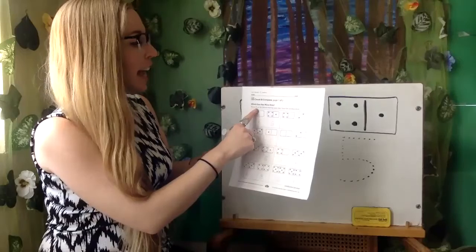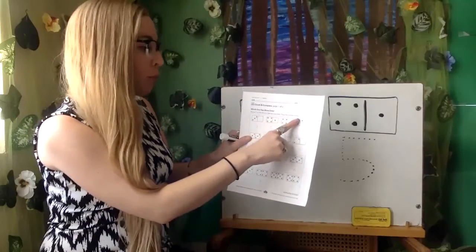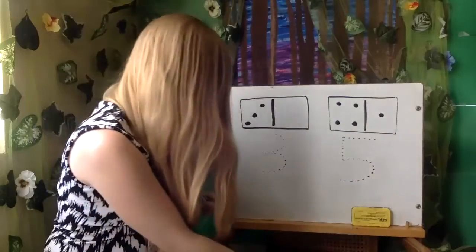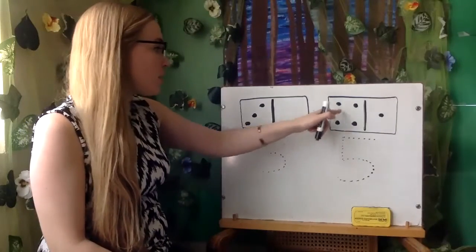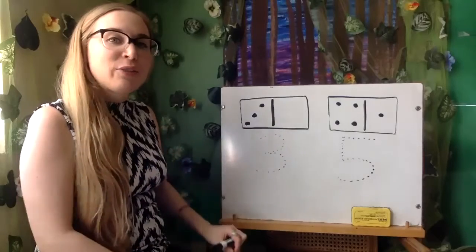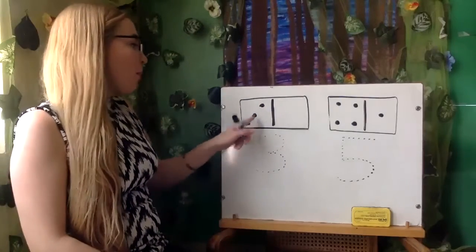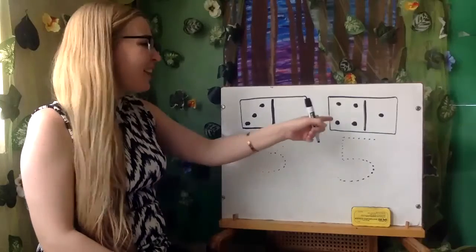It says put an X on the domino that has more dots. Trace the numbers below. So the first thing that we're going to do is we'll compare. We're going to look at this domino and compare it to this one over here, and then you'll put an X on the one that has more dots. So how many dots do you see on that domino? 3. How many on that side?